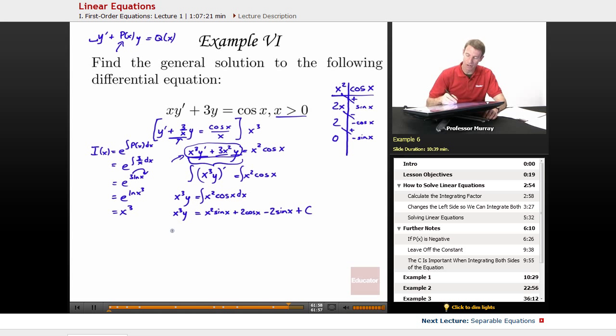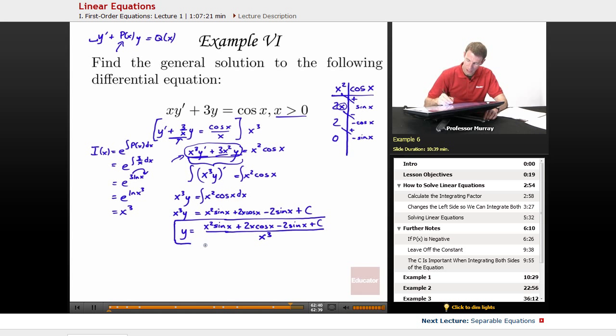So in this case, to solve for y, I'm going to divide both sides by x cubed. So I get y is equal to x squared sine x plus 2. Looks like I made a small mistake there. I forgot to write down that x. So it's actually 2x cosine x, minus 2 sine x, plus c. And that's all divided by x cubed, because I was trying to get rid of that x cubed on the left-hand side.